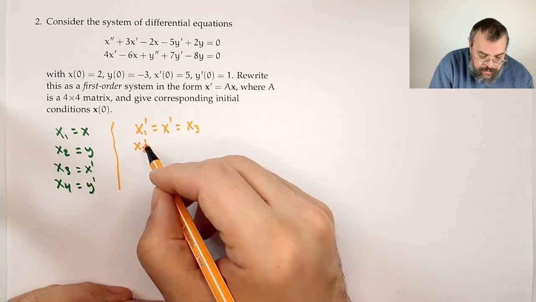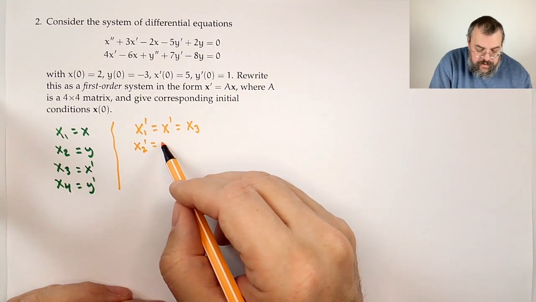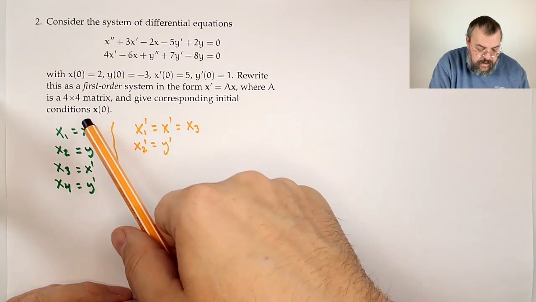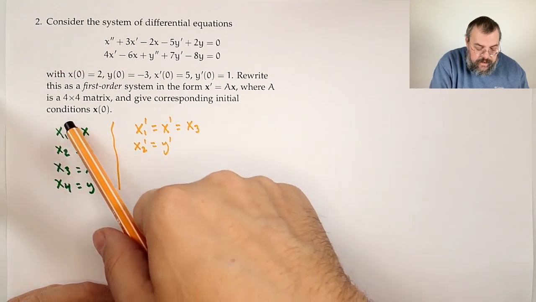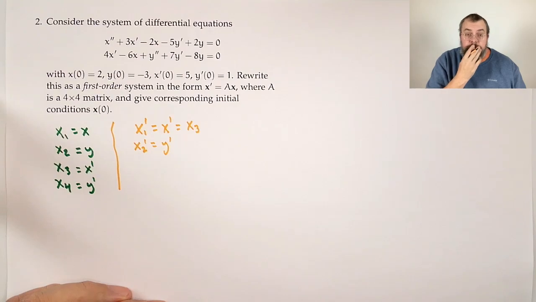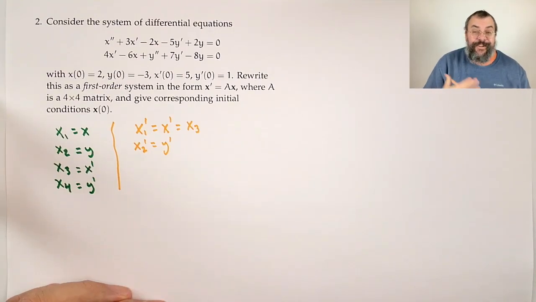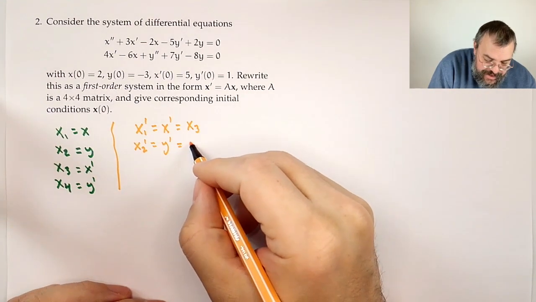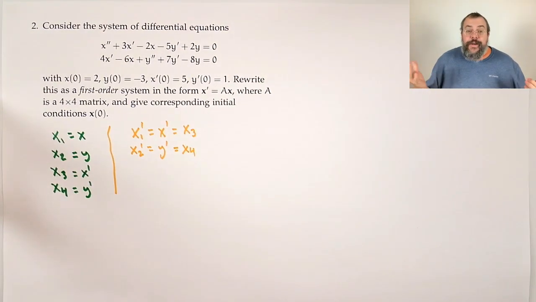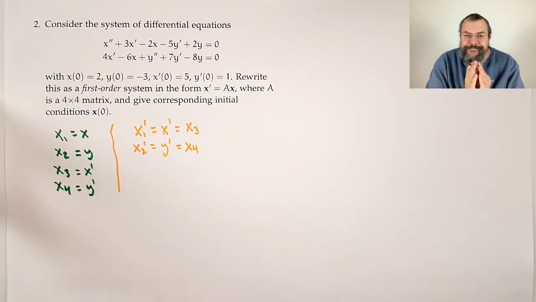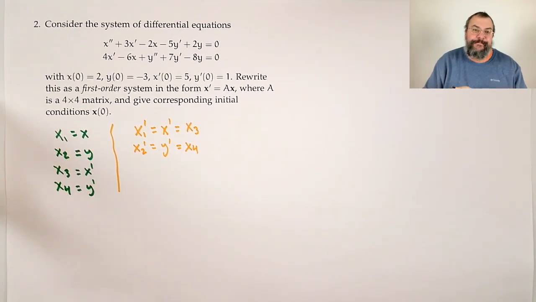What about x2 prime? According to this, that's y prime, right? Because the derivative of this equals the derivative of that. And again, we want to write y prime as a combination of these. And we look at this and say, hey, it's right there. X4's in the house. Great. We're halfway done, and it feels like we barely even started. Well, the interesting half is about to start.